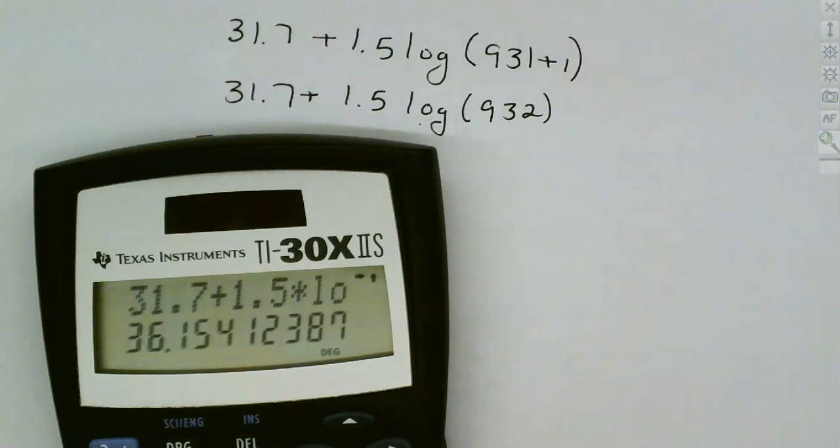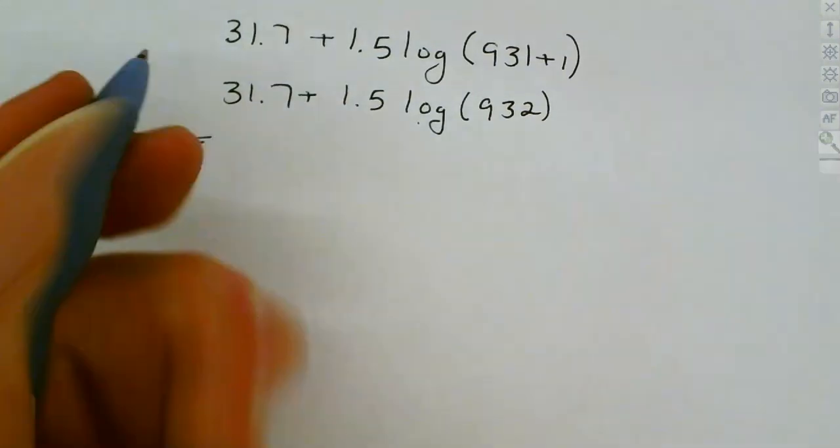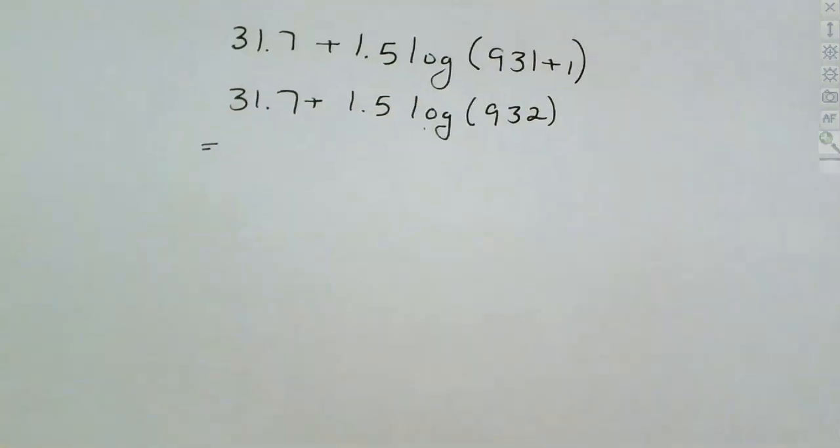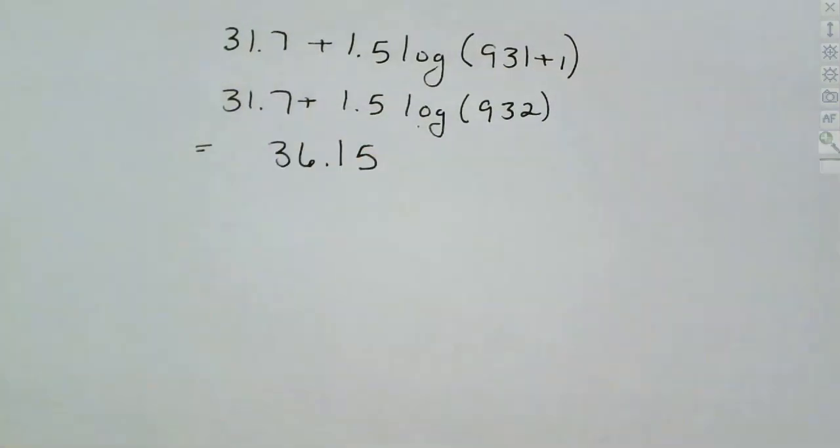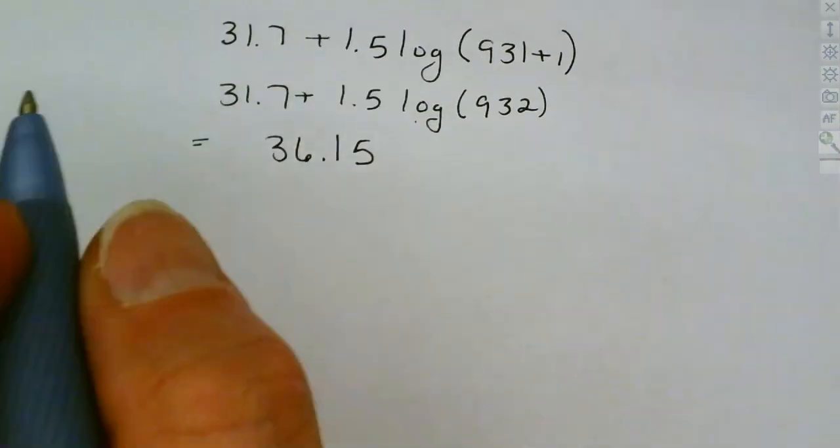36.154. And we want to round this to the nearest hundredth. So tenths is 1, hundredths is 2. So we round this to the nearest hundredth, and it looks like it's 36.15. Yeah, 36.15. And that is going to be in terms of grams of salt per kilogram of water.